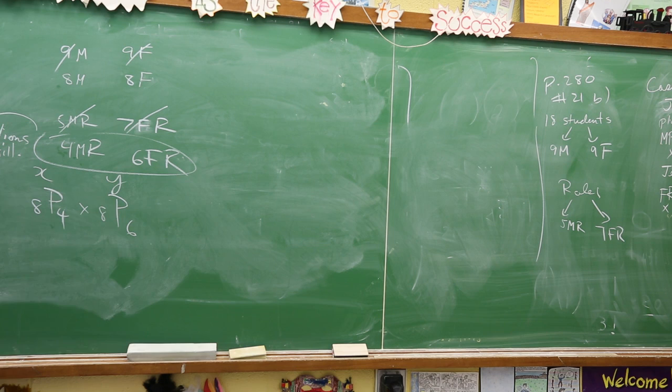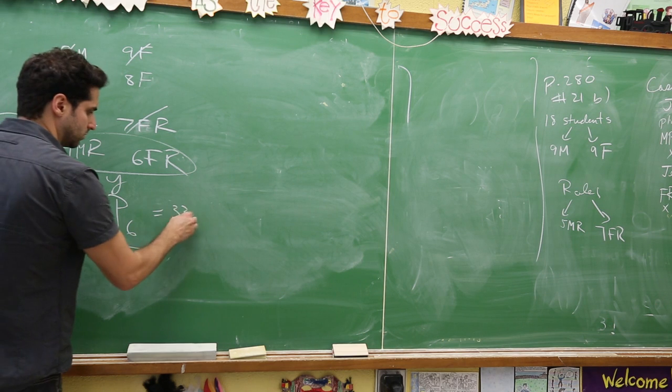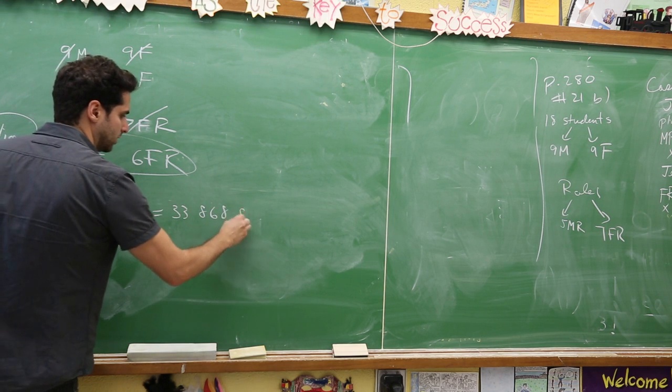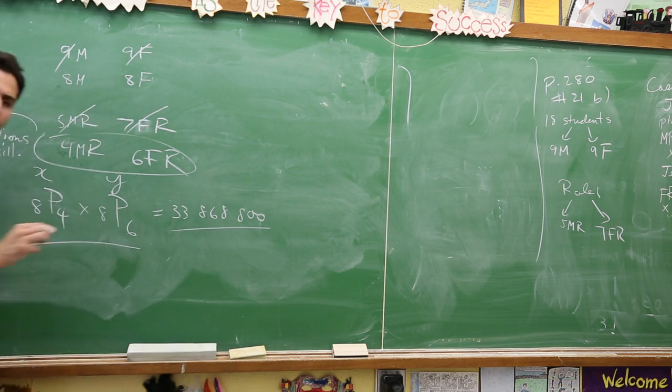So that's all good. So that's case 1. And what does that work out to? 8P4 times 8P6 equals, whoa, it's a big number. What is it? 33,868,800. Okay. So we leave that alone for now, and then next class we'll finish this off.